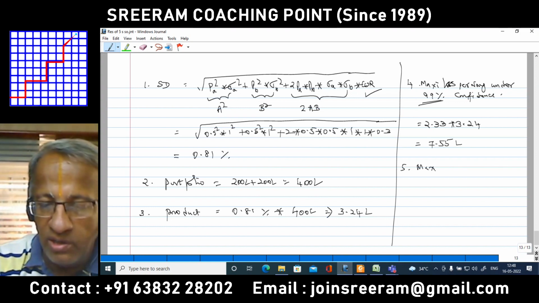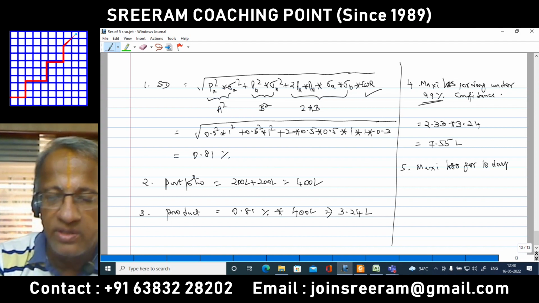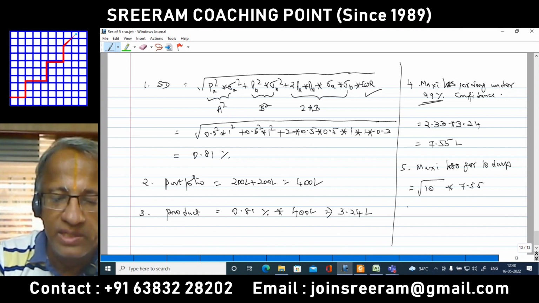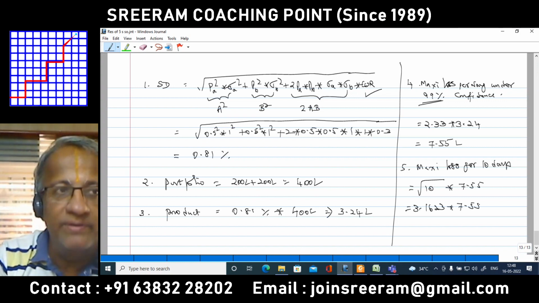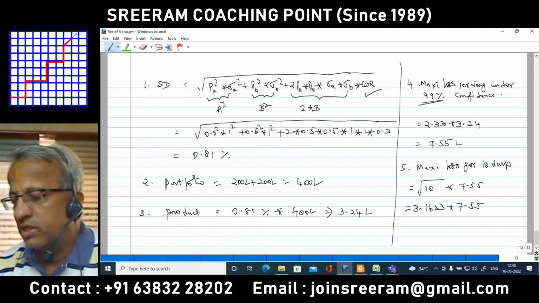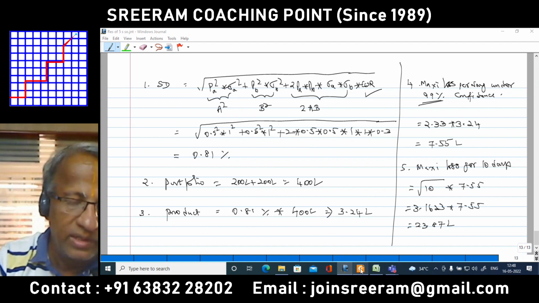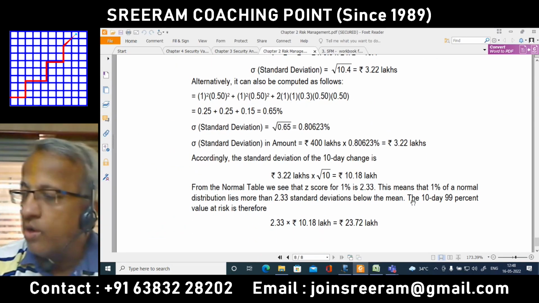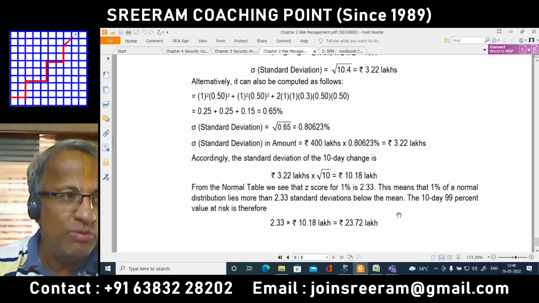To try that for 10 days, maximum loss for 10 days. The formula is square root of 10 multiplied by 7.55. This is 3.1623 multiplied by 7.55, into 3.1623. That comes to 23.87 lakhs. So 23.87 lakhs.